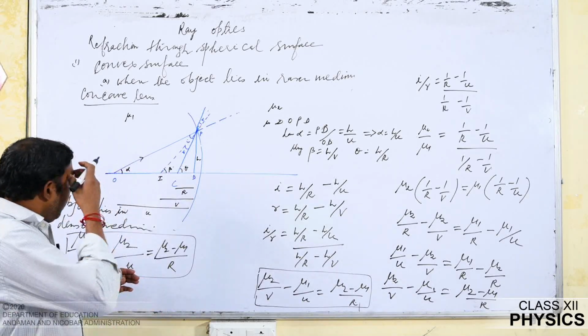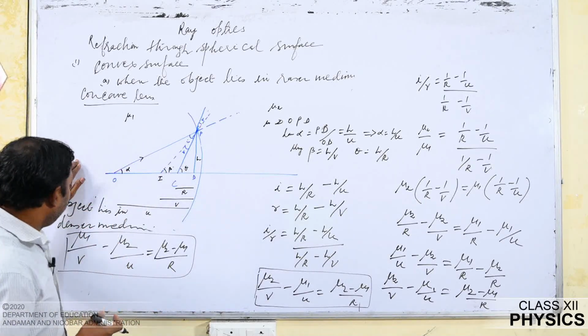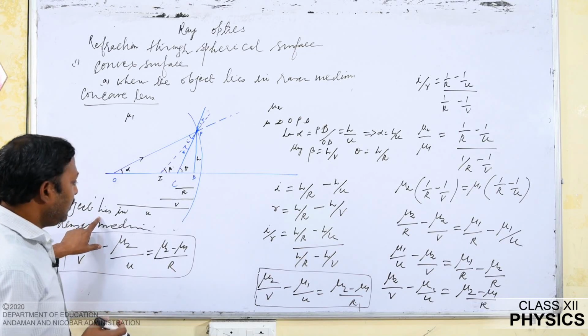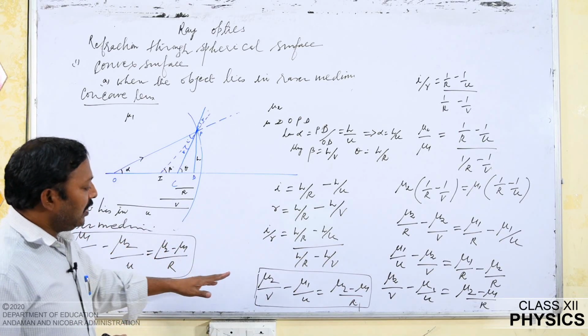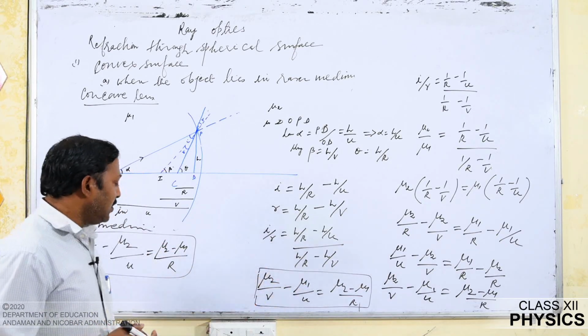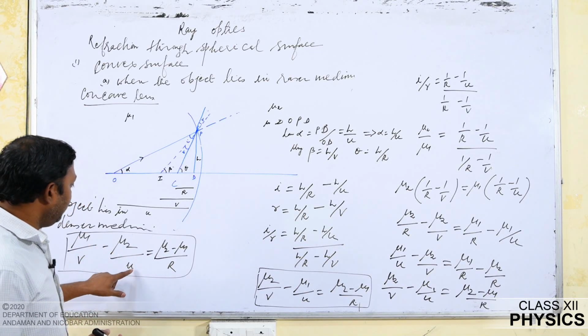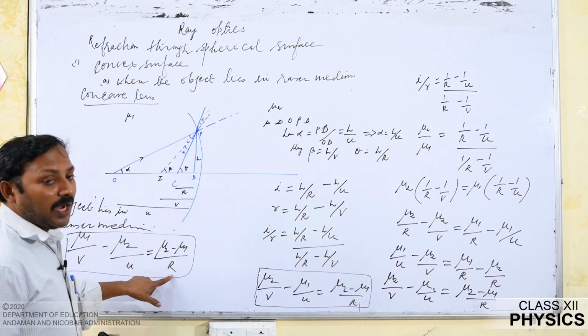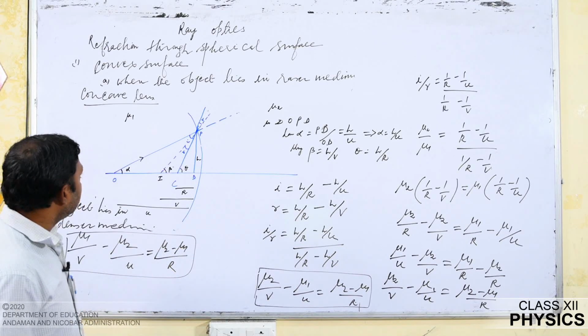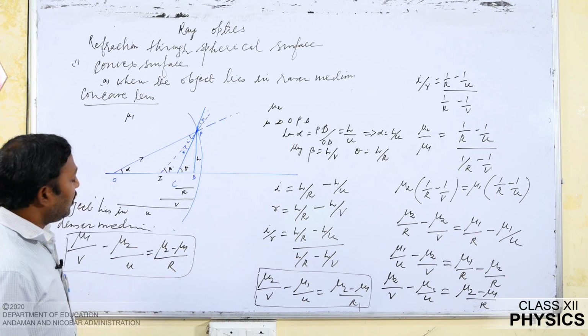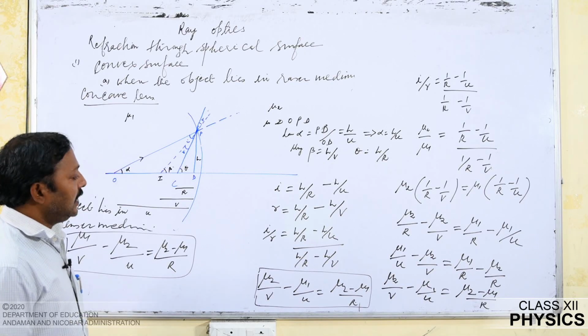Now, we will see the situation when the object is placed in denser medium. When the object is placed in denser medium, we have to just interchange the refractive indices. On interchanging the refractive indices, we get mu 1 by v minus mu 2 by u is equal to mu 2 minus mu 1 by r. So, these are the expressions we calculated for both convex as well as concave lenses.